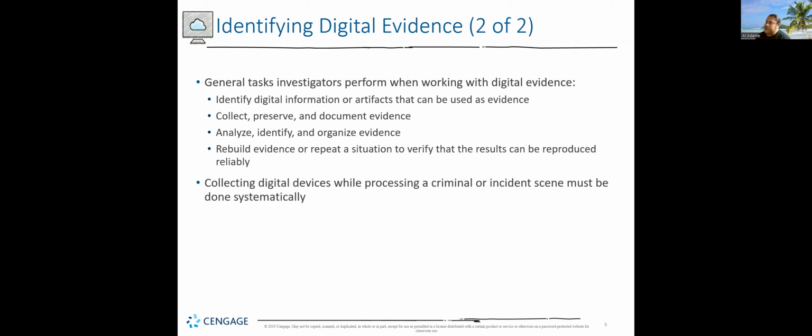Collecting digital devices when processing a criminal or incident scene must be done systematically. There's a method to it, essentially, is what they're saying. So moving on.